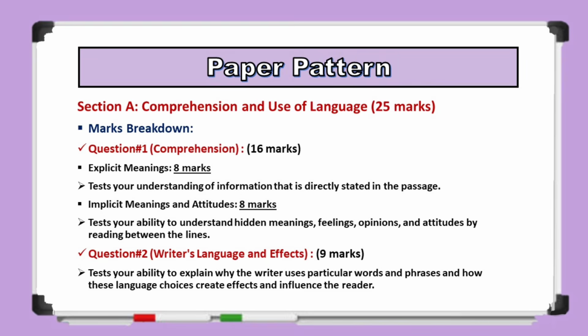First we have Section A. Section A is called Comprehension and Use of Language, and it carries 25 marks. This section is based on Text A, which is usually a narrative passage. It is divided into 2 parts. The first question is the comprehension question, worth 16 marks.